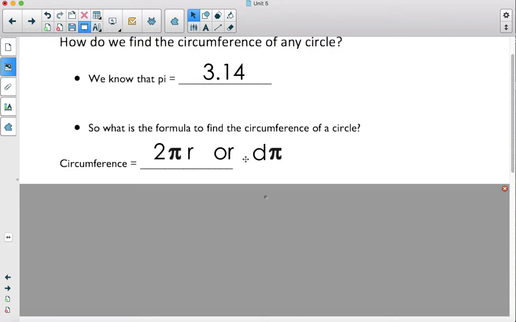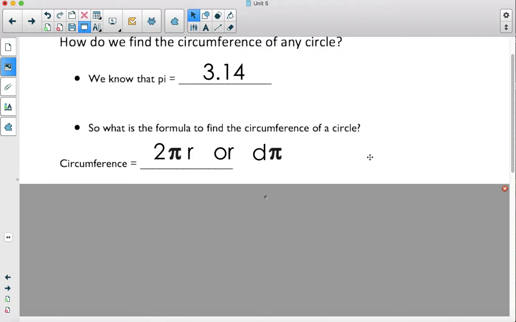It does not matter which one you use, but I would think that the second equation is a little bit easier to use. It'll be a little bit quicker. So if you have the diameter and you multiply it by pi, you will get your circumference.